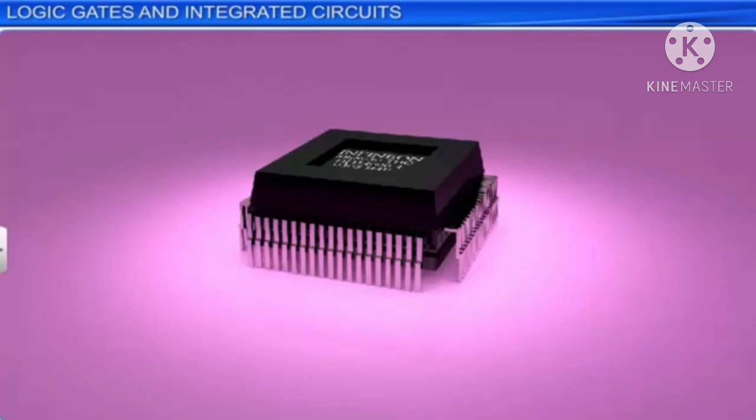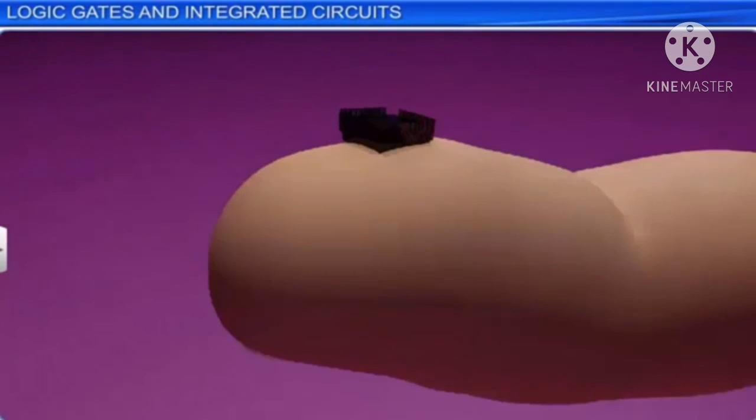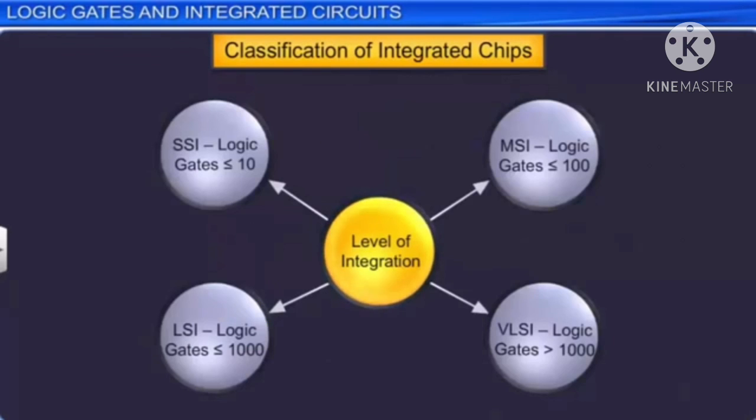Depending on the nature of the signal it can process, an IC can be an analog IC or a digital IC. A digital IC contains the logic gates we discussed before. Depending on the number of circuit components built on it, an IC can be classified as a small-scale integration IC, medium-scale integration IC, large-scale integration IC, or a very large-scale integration IC.